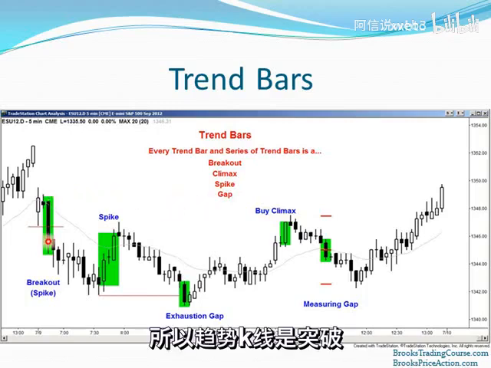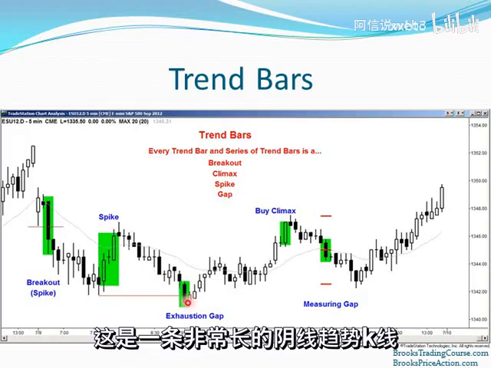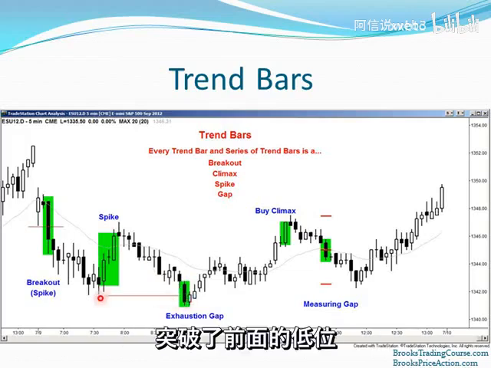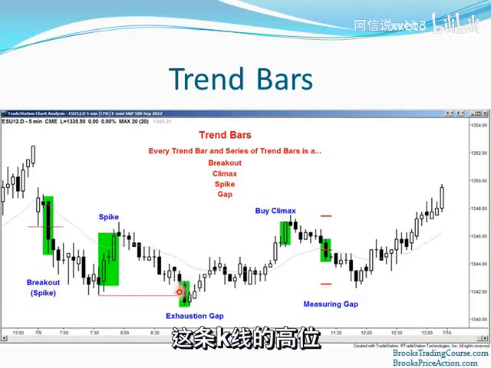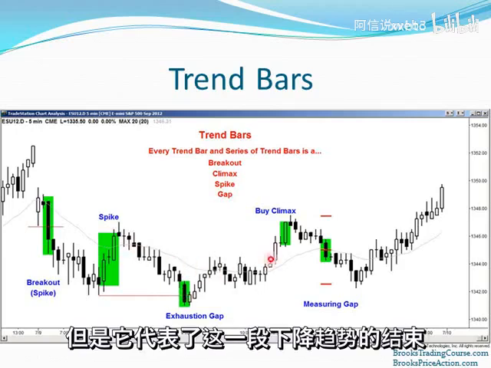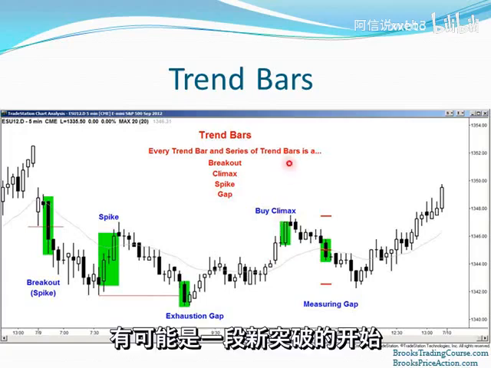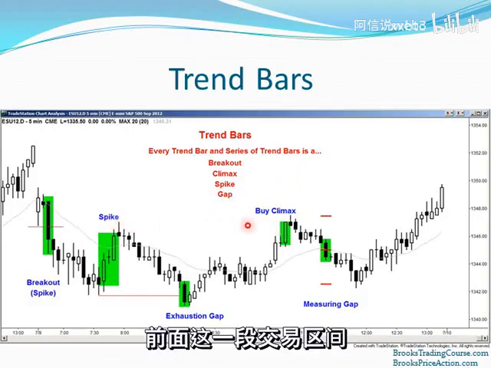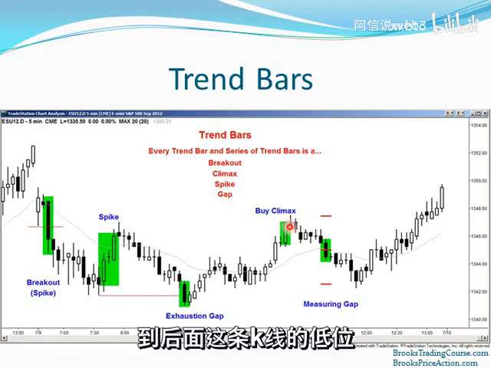Here we have a breakout, so the trend bar is a breakout. Here we have a series of trend bars functioning as a spike. Here we have a big bear trend bar trying to break out below the prior low, but it ended up as an exhaustion gap. The low of this bar, the high of this bar, there's space between, so this bar is a gap. However, it marked the end of a bear trend. Here we have a buy climax, a very strong bull trend bar. It could be the start of a new breakout. Instead, it was a failed breakout attempt at the top of a trading range, and it became a buy climax and an exhaustion gap.